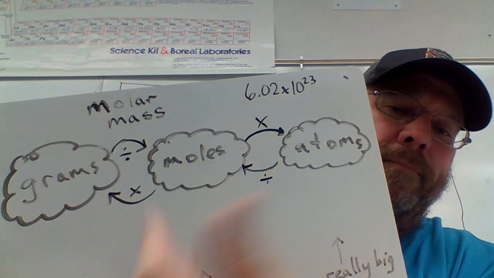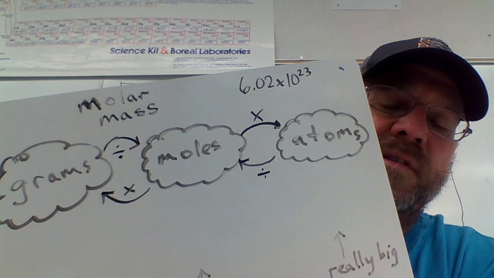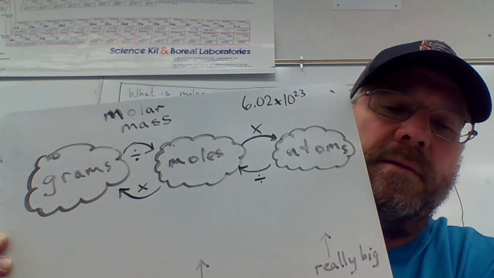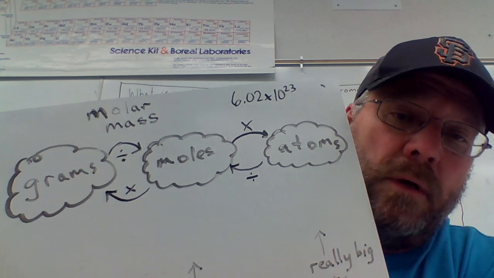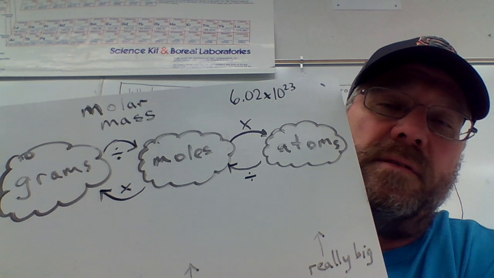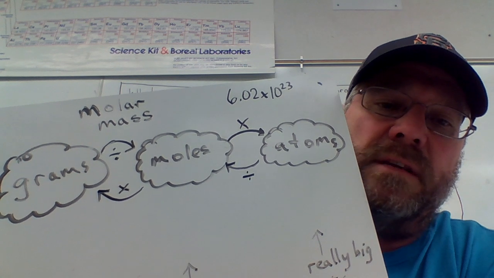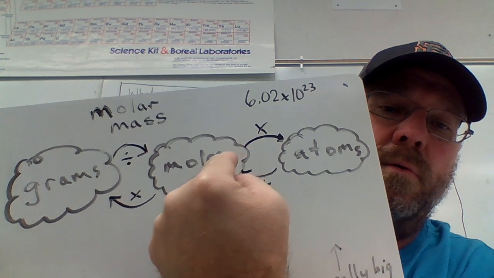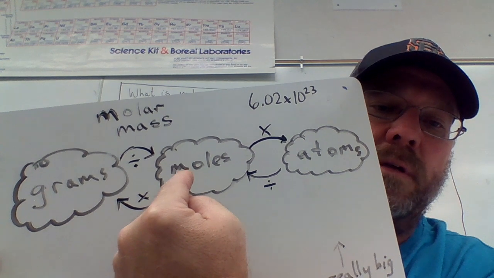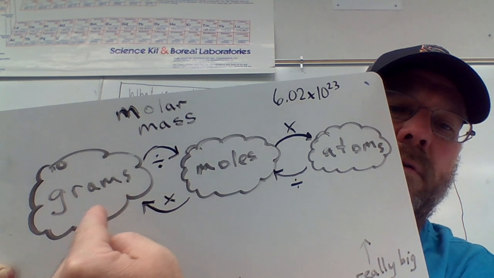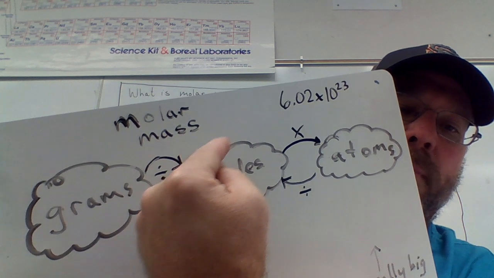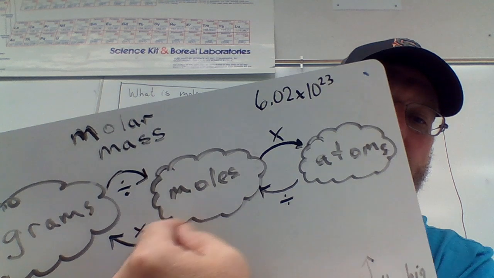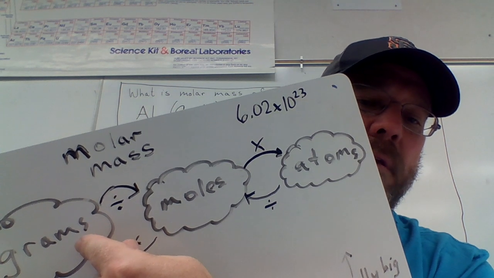So if I had 2 moles of oxygen and I wanted to know how many grams that was, oxygen again is O2. So O2 is 2 times 16, that'd be 32. If I had 2 moles times 32, the molar mass, I would end up with 64 grams here.